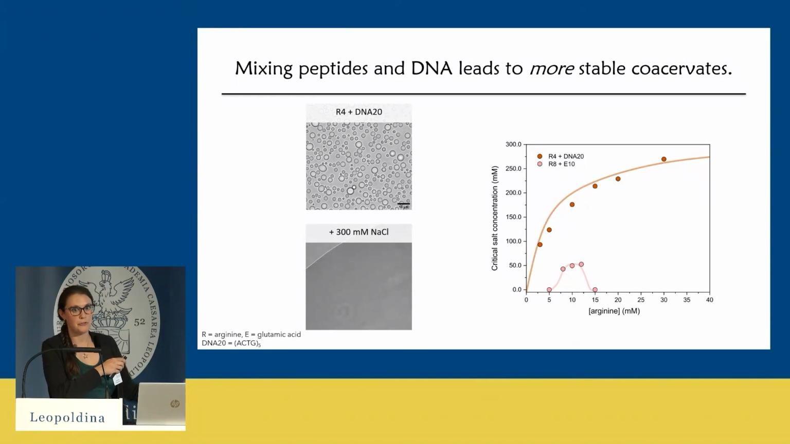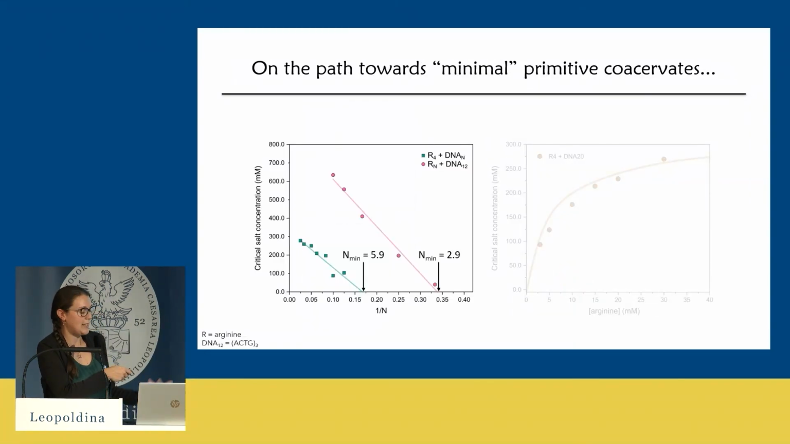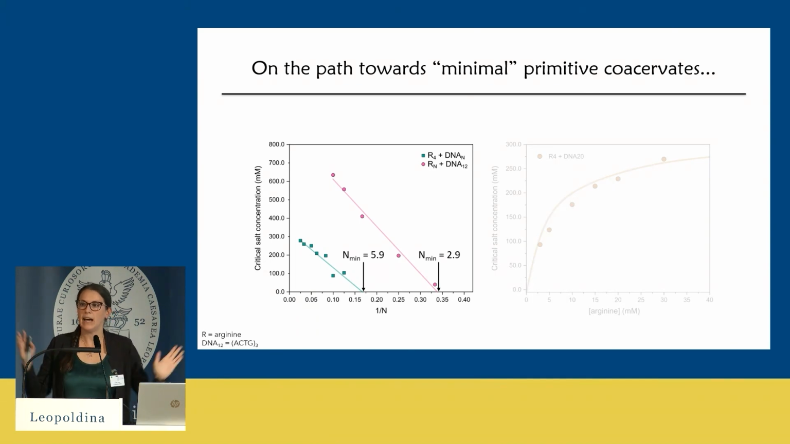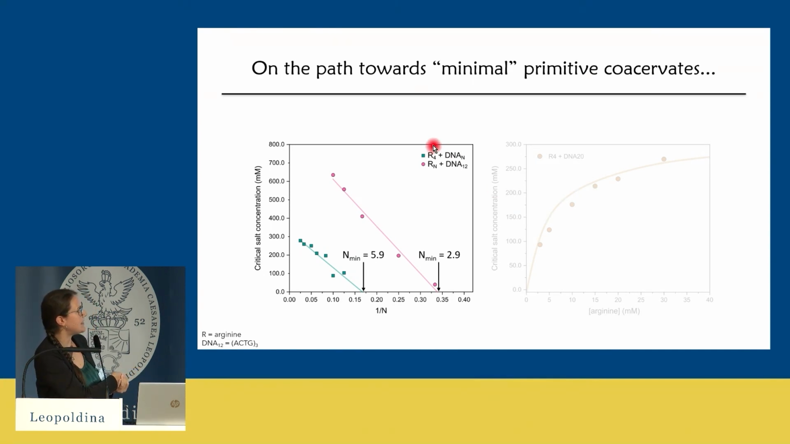Now, from this kind of phase diagrams, what we can obtain is a graph that looks like this. The important aspect is that we were trying to understand how minimal the system can be, how much you can shorten your polymers and still have coacervates. What we observe is that when you use a tetrapeptide, arginine 4, the minimal length of a DNA mixed sequence is 5.9, so rounded to 6. So you just need 4 arginines and 6 nucleotides to form those droplets.